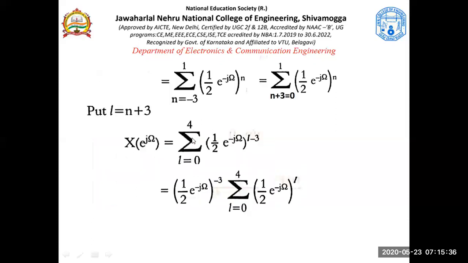So this problem is important from this point of view. Okay, there should be a plus 3 since you're doing plus 3. That's why this one has become 4. Okay, so remember that.